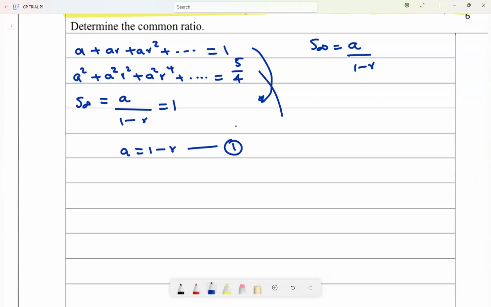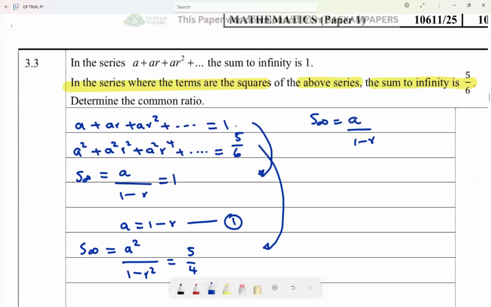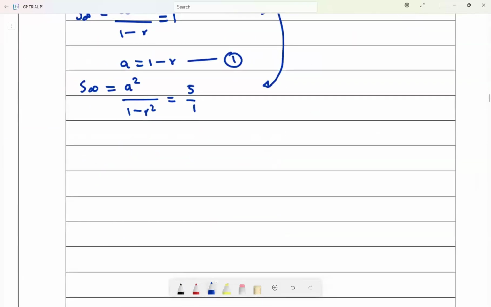And then let's use sum to infinity for the second one. So the sum to infinity of the second one: the first term is a squared, over 1 minus the ratio, which is a squared r squared divided by a squared, so it's just r squared. And it is all equal to what? 5 divided by 4, or not 4, it is 6 rather, sorry. 5 divided by 6, sorry. Sorry about that. I know it is frustrating when you spot an error and I fail to spot it quickly. Okay, then let's do mathematics.